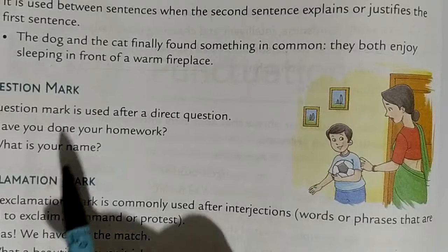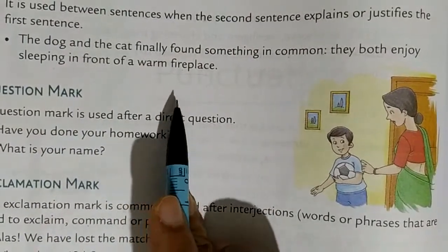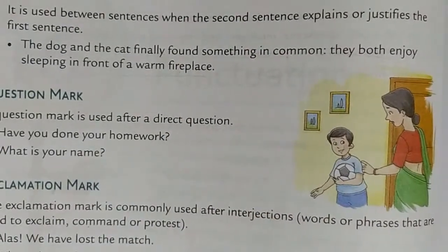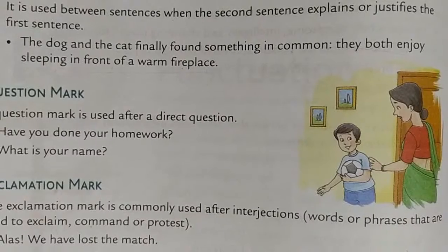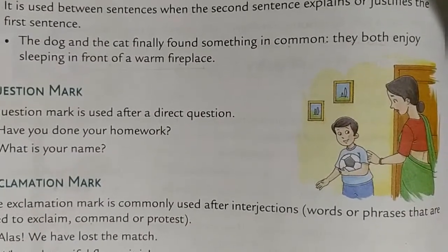What did they agree to? That they both like to sleep in front of a warm fireplace. Okay, so this was the common thing that they both agreed to. So this is why the second sentence is justifying the first sentence.